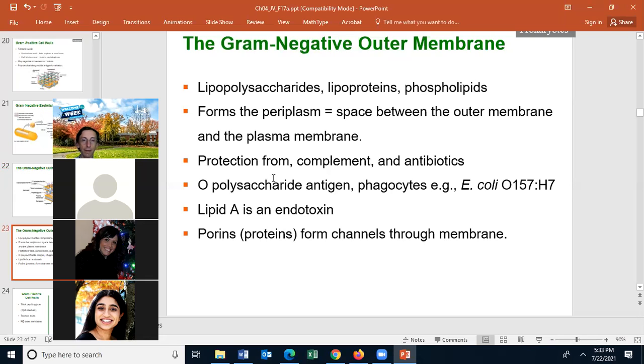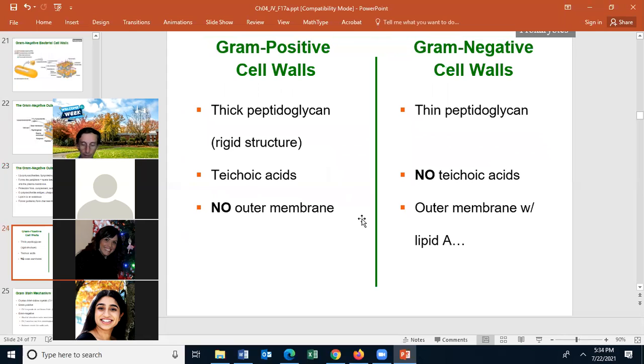I already mentioned lipid A is an endotoxin, and so when you get infected by a gram-negative cell, that's an important event because you're exposed to an endotoxin. All right, let's take a little different view and take a look at the differences between a gram-positive cell wall and a gram-negative cell wall.